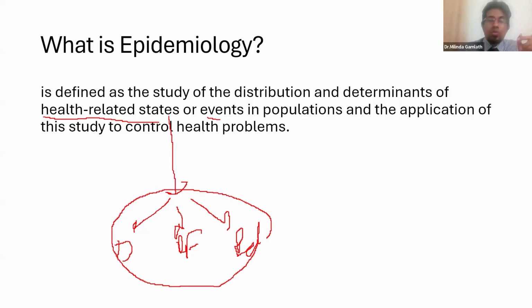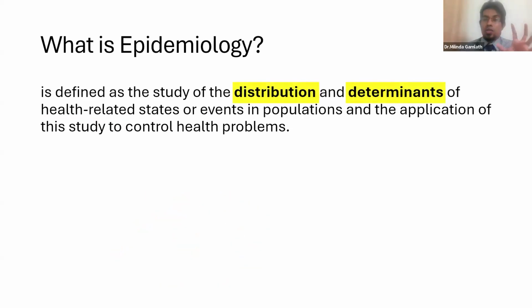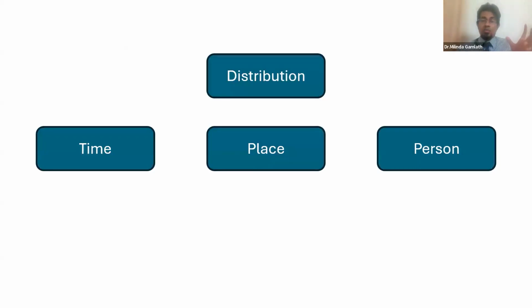And in that, what are we looking for? We are looking for the distribution and determinants of those diseases or risk factors or behaviors. So what do you mean by distribution and determinants? Distribution is how a disease is spread. And there are 3 ways a disease can be distributed in a population. We call this distributed in time, place, and person. These things you will already have somewhat of an exposure to.